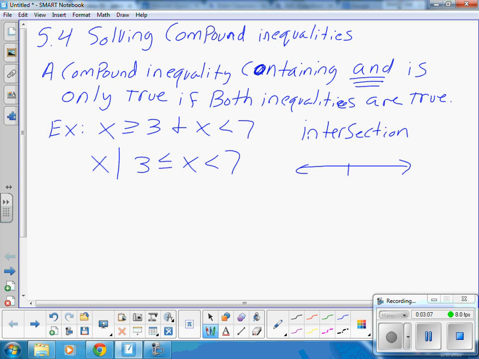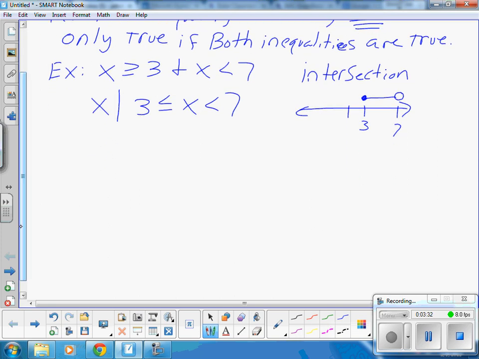So 0, 3, and 7, and x is greater than or equal to 3, and x is less than 7. That's an open circle. The graph is the intersection of those two. The intersection is where the two graphs overlap. So here's another problem.